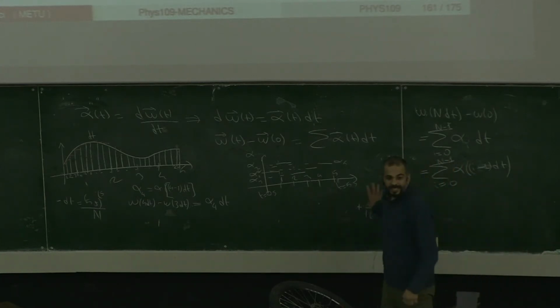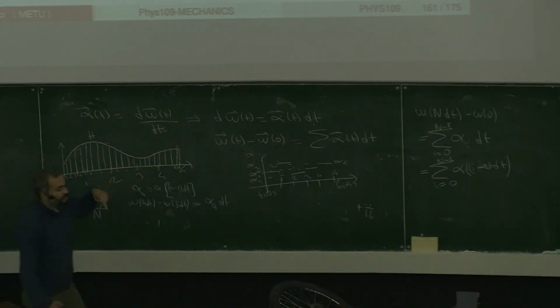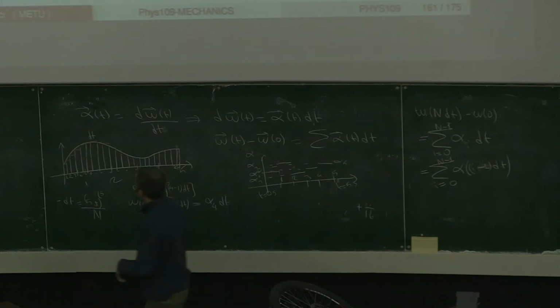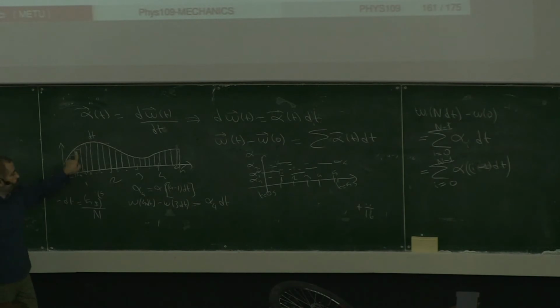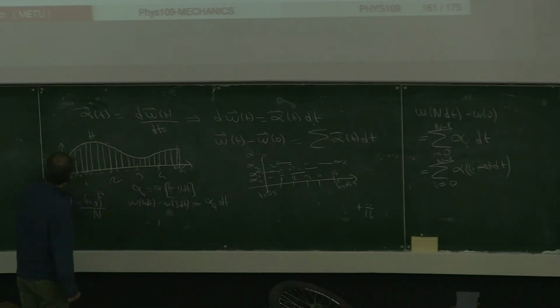If I want to get a more precise value, what I should do is this. That would give me the change in the angular velocity if my acceleration as a function of time was given by this broken curve. Now, this broken curve is almost like my original curve, but not exactly. So this is my broken curve. If I make these steps smaller and smaller, then my broken curve will become closer to my real curve.